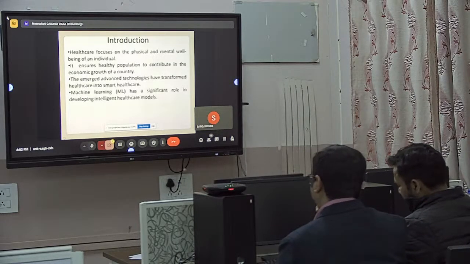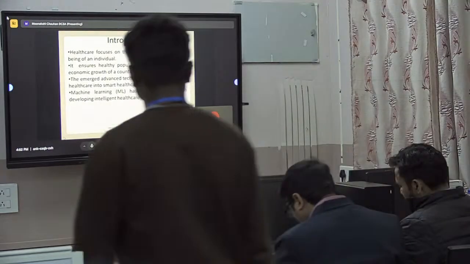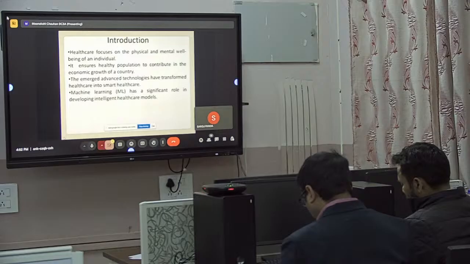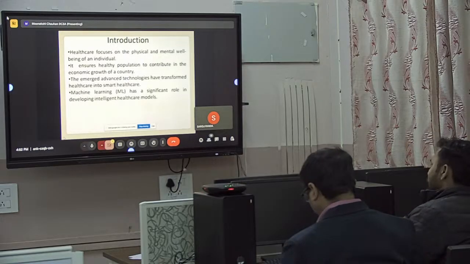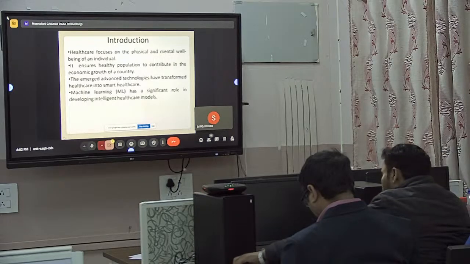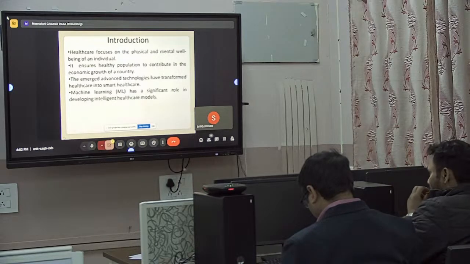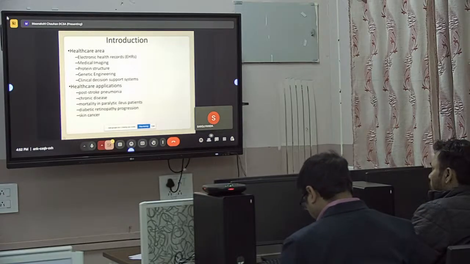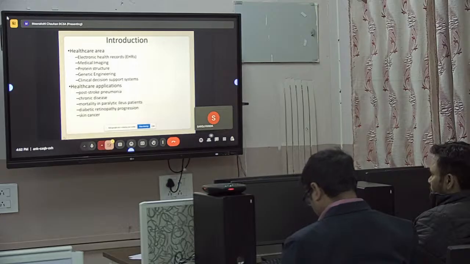So healthcare is a very important sector for any country, as it focuses on physical and mental well-being of an individual, which will ensure a healthy population to contribute in economic growth of the country. There are several technologies that have transformed this healthcare into smart healthcare, and machine learning is one among them. Machine learning has been used on different types of data available in healthcare, like electronic health records, medical imaging, clinical decision support, and for several applications.